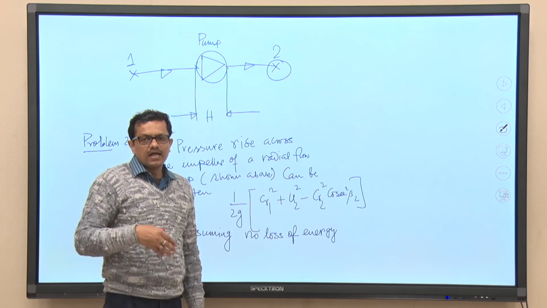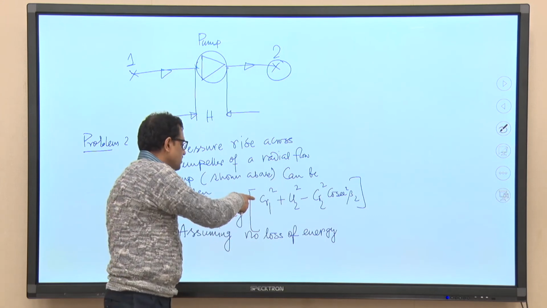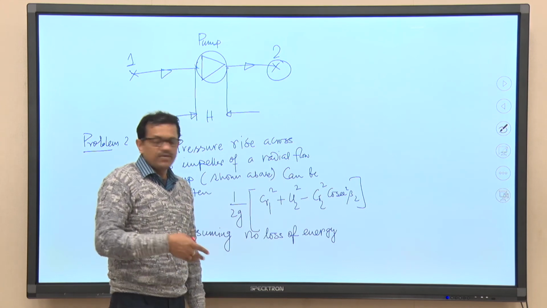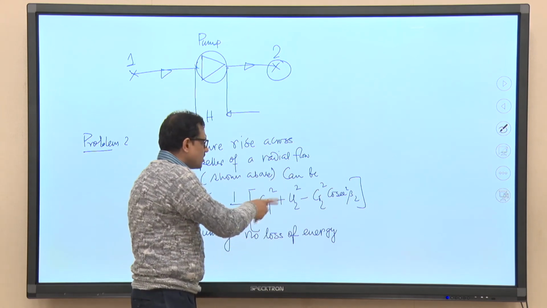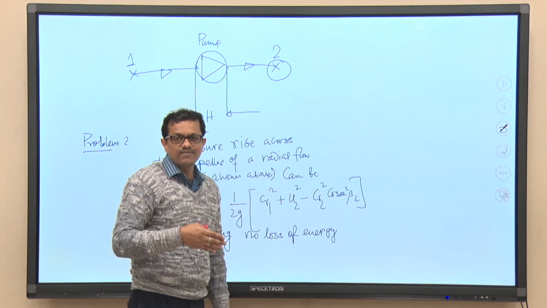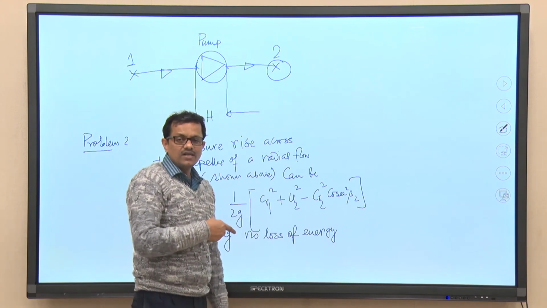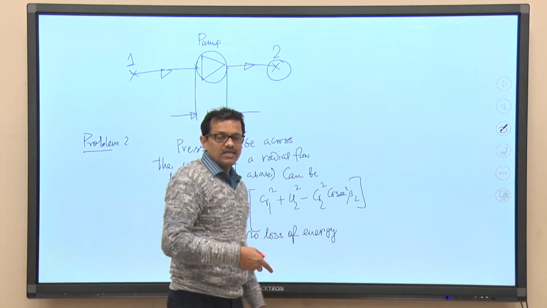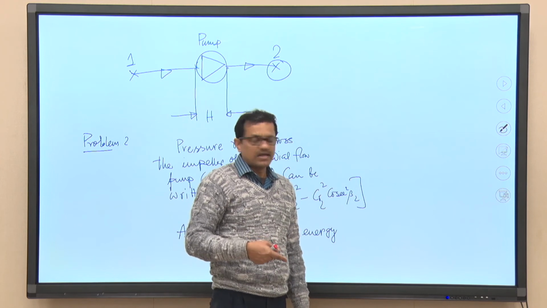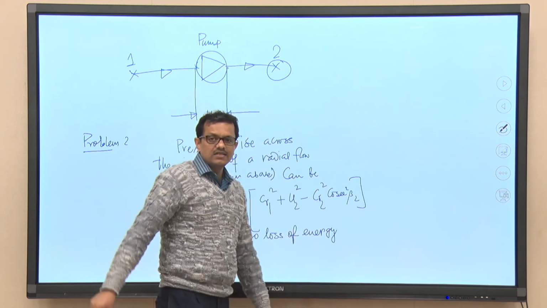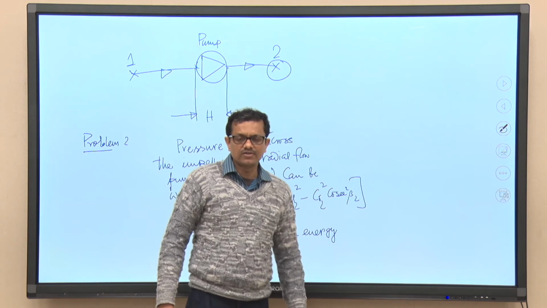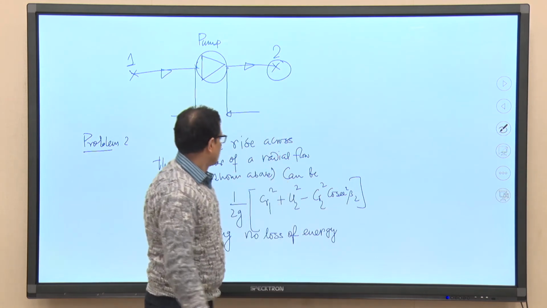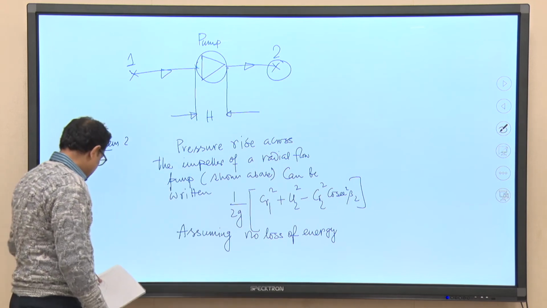I hope I am not required to explain all these terms again because we are all familiar with this. CR1 or CR2, CR is the flow velocity; suffix 1 indicates flow velocity at the inlet, suffix 2 indicates flow velocity at the outlet. U2 is the tangential component of velocity at the outlet, and beta 2 is the blade angle at the outlet. So, this is what we have to show.